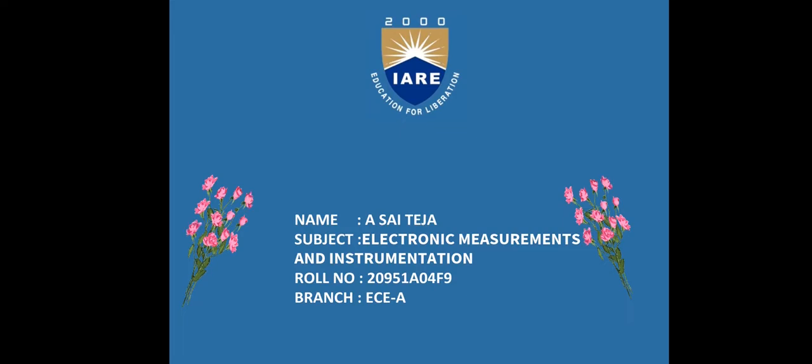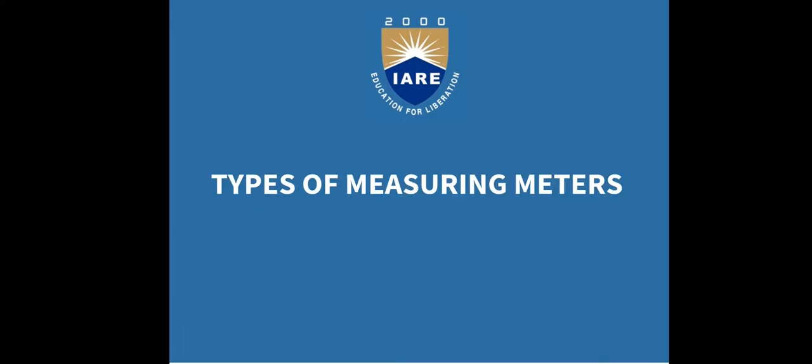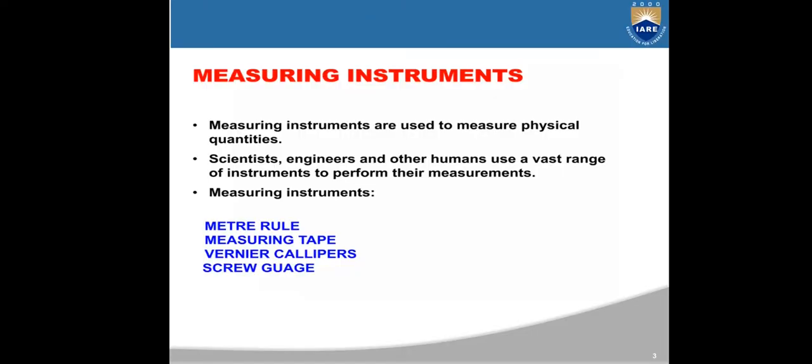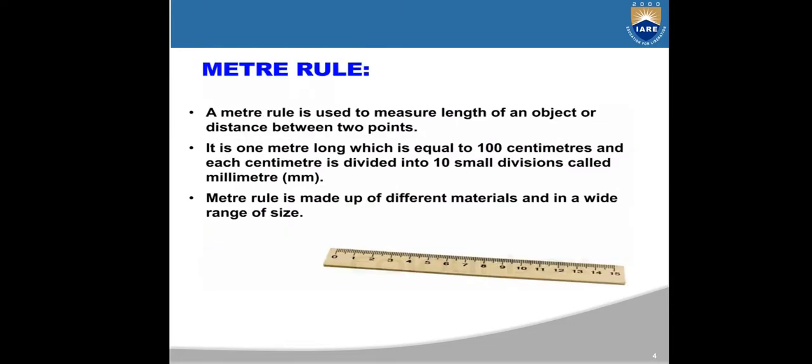Today my topic in electronic measurements and instrumentation is types of measuring meters. Measuring instruments are used to measure physical quantities. Scientists, engineers and other humans use a vast range of instruments to perform their measurements. The measuring instruments are meter rule, measuring tape, vernier calipers, screw gauge.